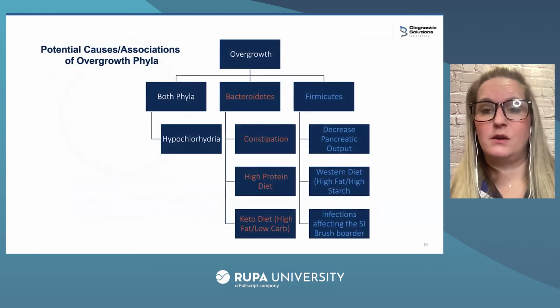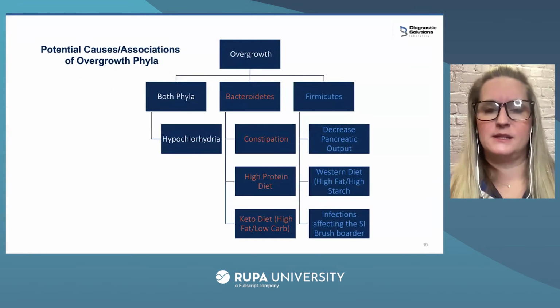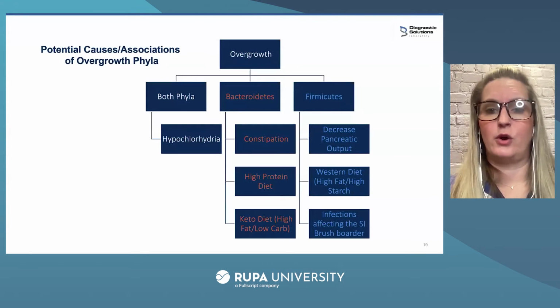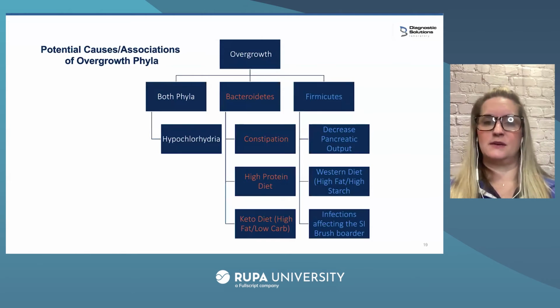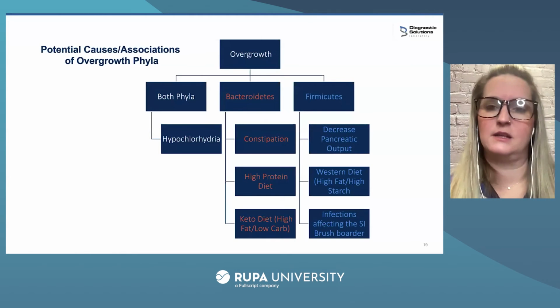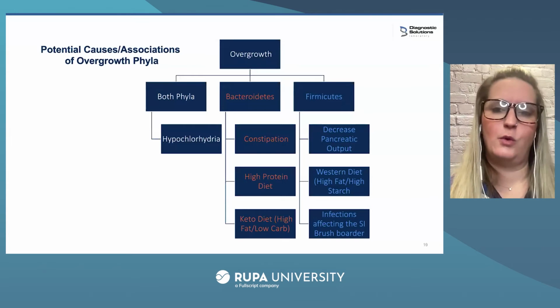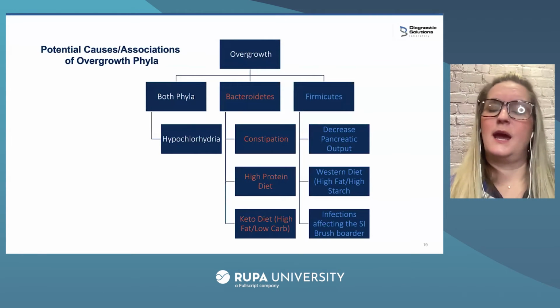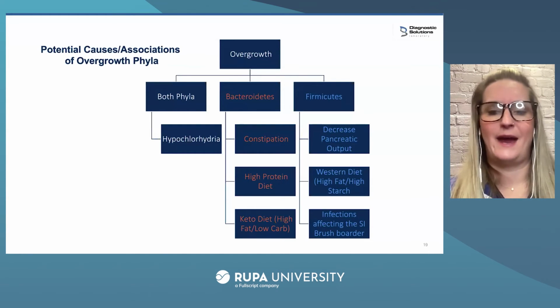So if it's overgrown, here is a great chart. You can actually take a screenshot or print this chart out, because this is super helpful if you're looking at overgrowth. So for instance, firmicutes. If your firmicutes are super elevated and super high, and your Bacteroides is maybe middle ground or low, what could be the problem? Well, we could have decreased pancreatic output, low digestive support. We could have, again, that Western diet, high fat, high starch.